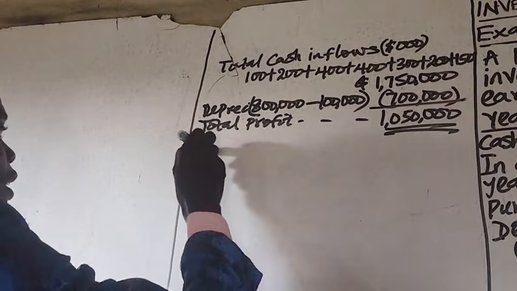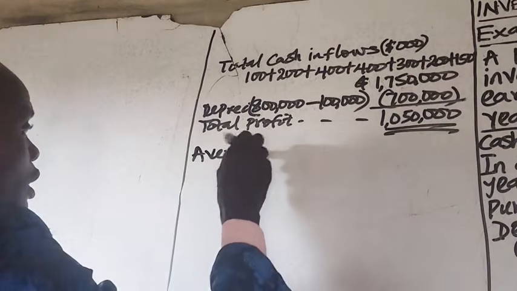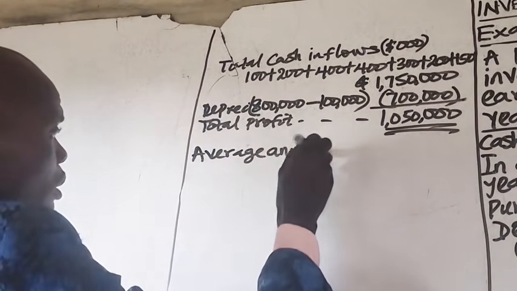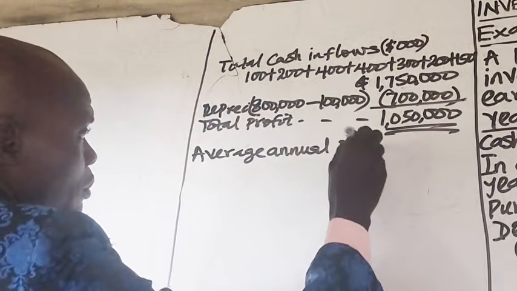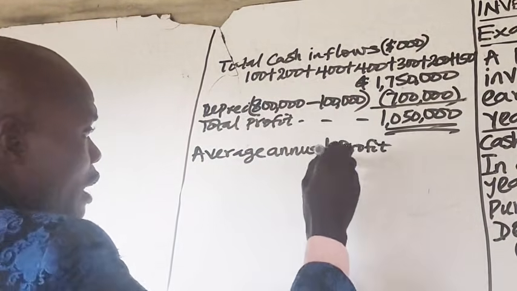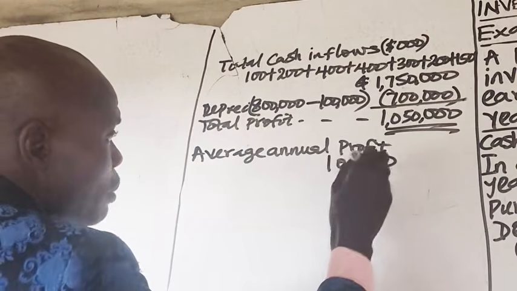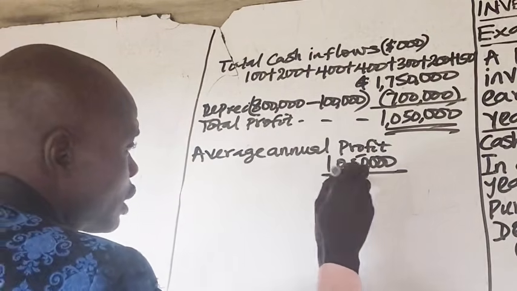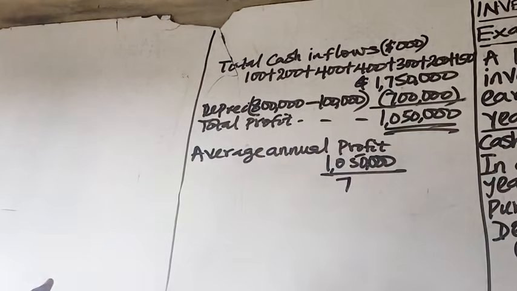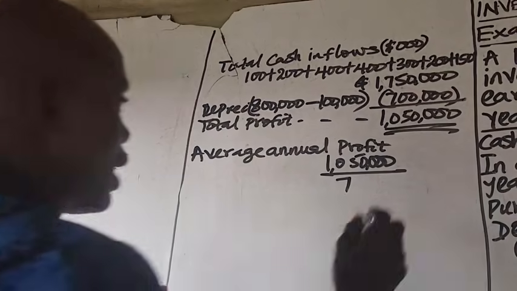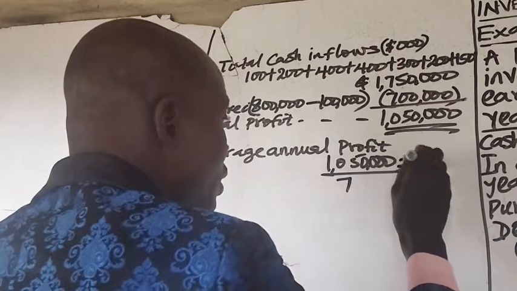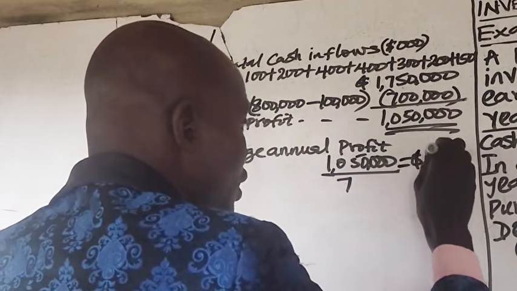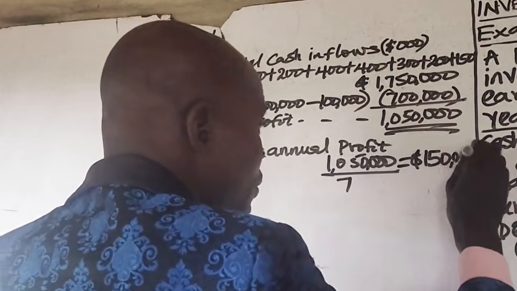Therefore, average annual profit will be 1,050,000. The project life is 7 years. 1,050,000 divided by 7 gives us 150,000. Therefore, the average annual profit is 150,000.